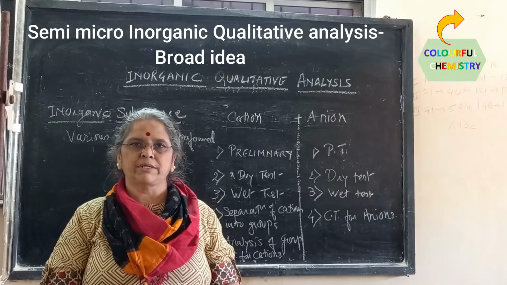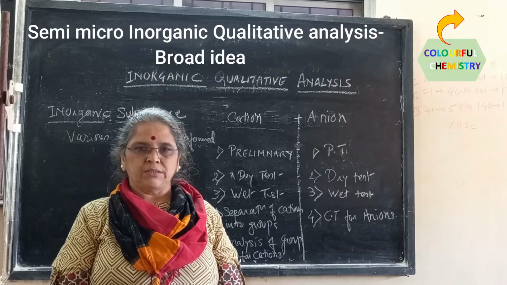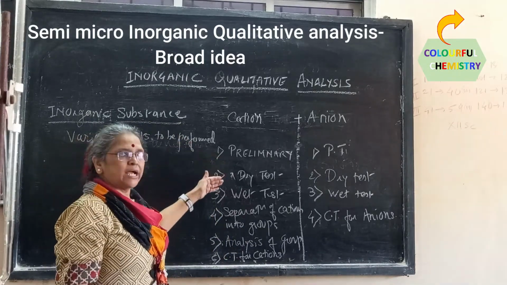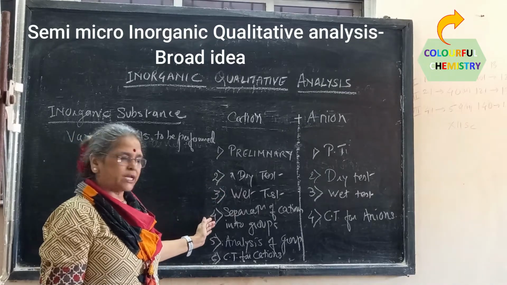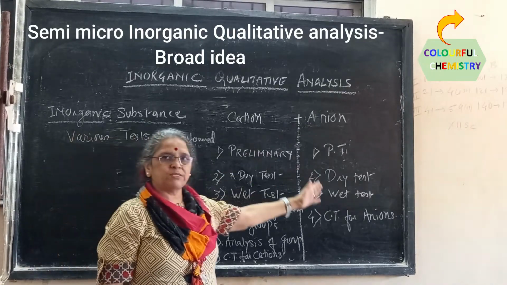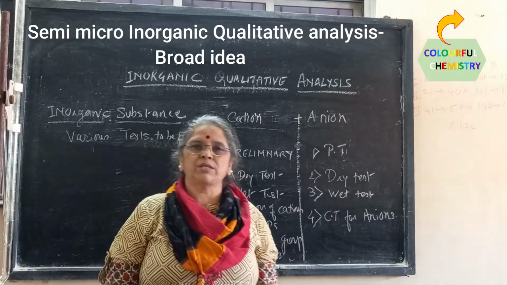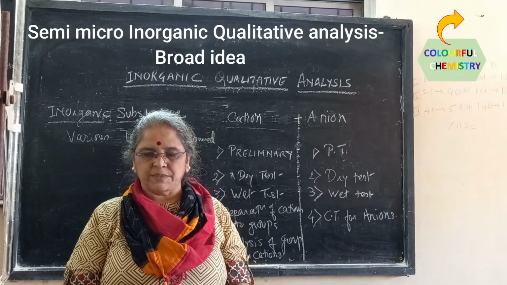a cation and an anion present in the given salt, by performing a series of tests like the preliminary test, dry test, wet test, and separation of cations into groups. So for cations and anions, we have a set of tests to identify what is a cation and what is an anion in the given salt, and that's how we identify the substance.